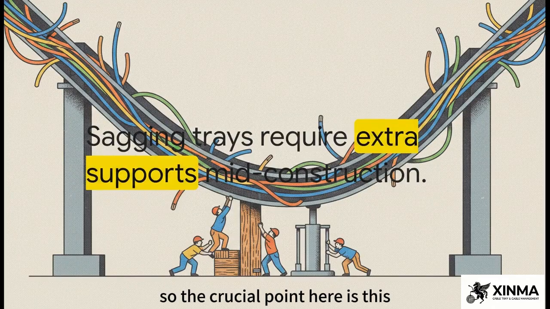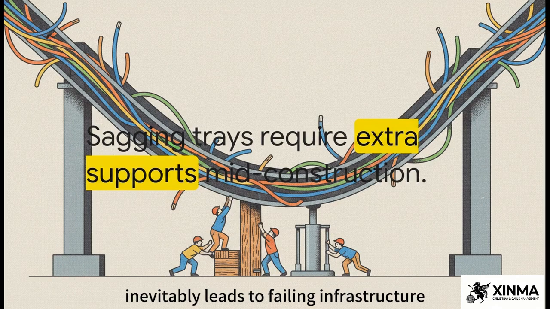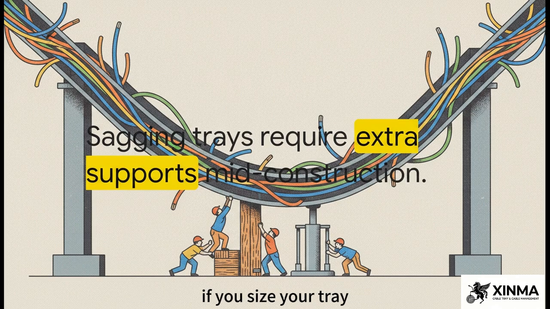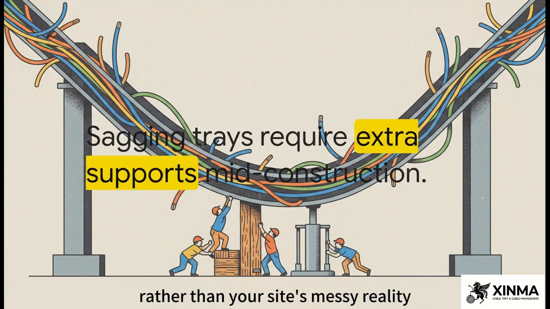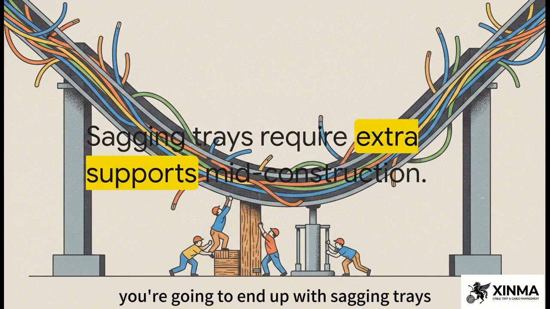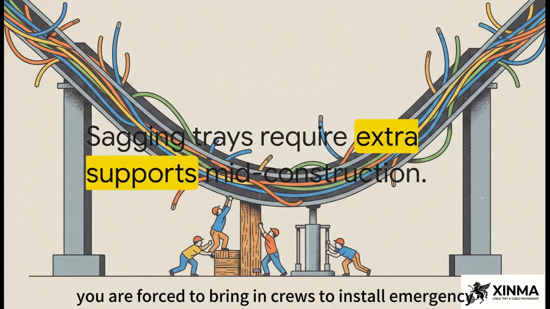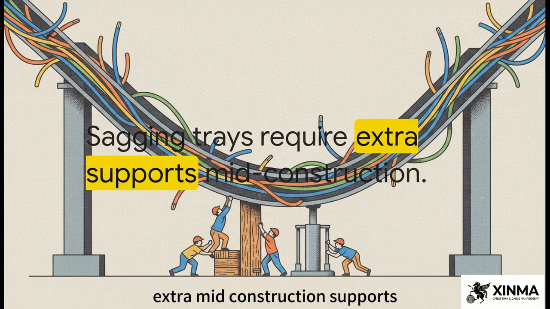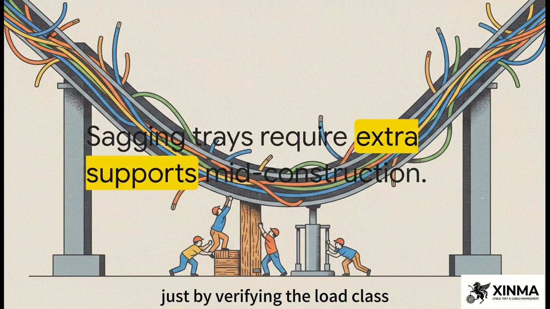So the crucial point here is this: ignoring your actual site span distance inevitably leads to failing infrastructure. If you size your tray based on the brochure's ideal conditions rather than your site's messy reality, you're going to end up with sagging trays. And the consequence of that? No way around it, you are forced to bring in crews to install emergency extra mid-construction supports. It's expensive, it delays the whole project, and the worst part is, it's entirely preventable, just by verifying the load class against your actual span.